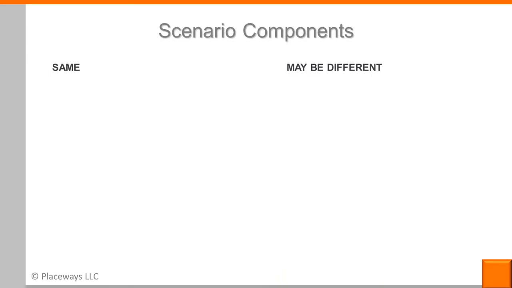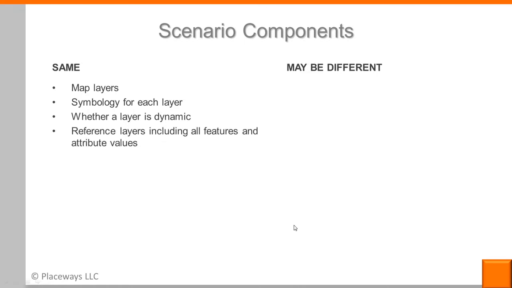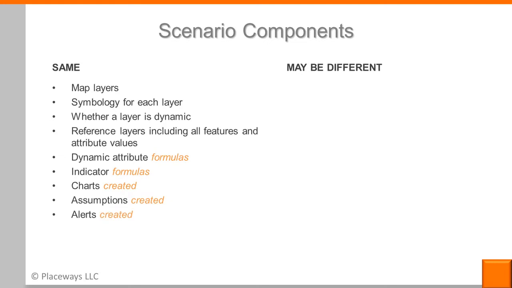So now let's summarize those points. In CommunityViz, scenarios have the same map layers, symbology for each layer, and whether a layer is dynamic. The reference layers, including all their features and attribute values, are the same in all scenarios. Dynamic attribute formulas are the same in all scenarios, as are indicator formulas, charts created, assumptions created, and alerts created.